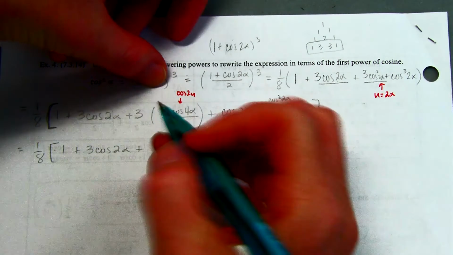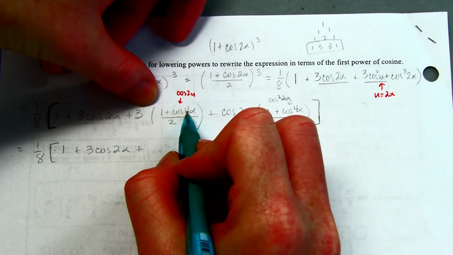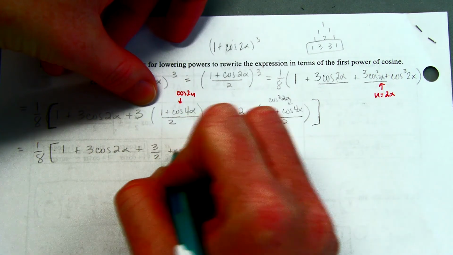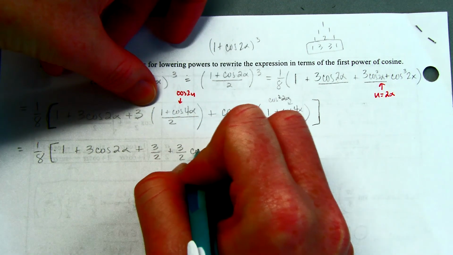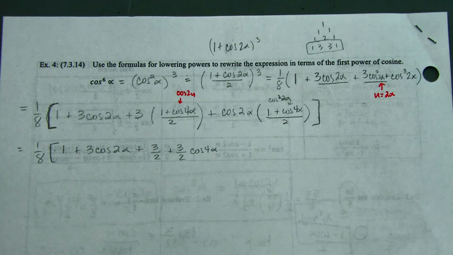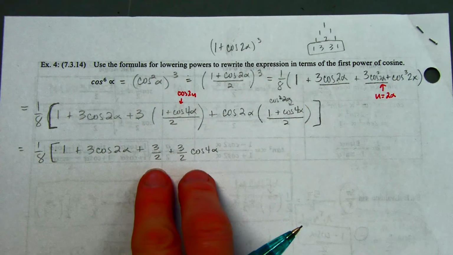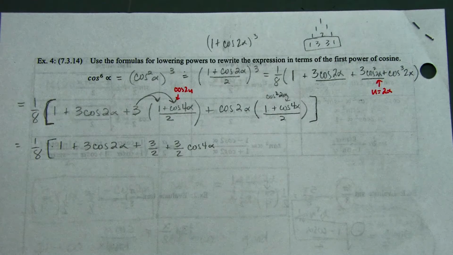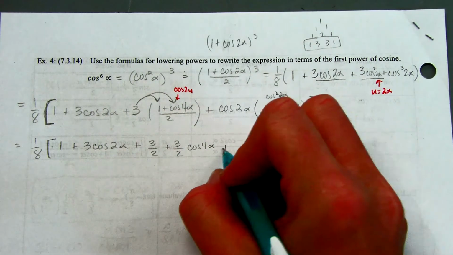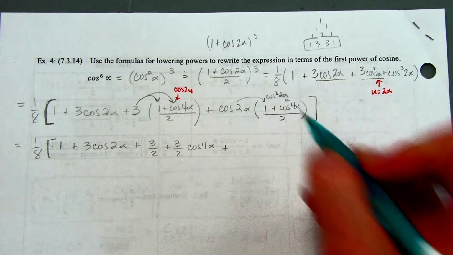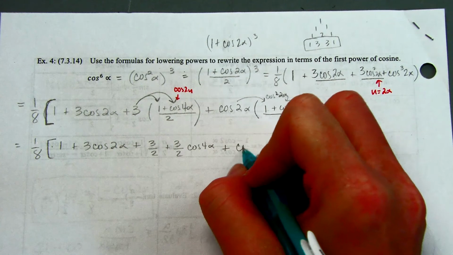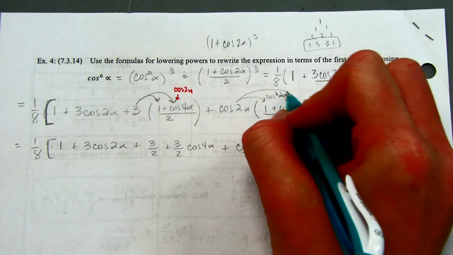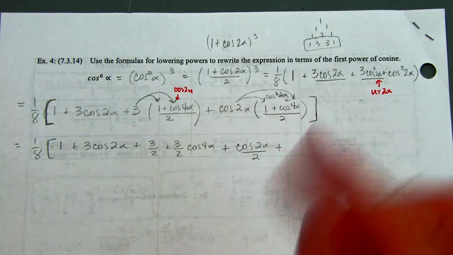Okay, so I'm going to distribute this 3 in. So this is going to become 3 halves plus 3 halves cosine 4 alpha. Is that okay? I just distributed that in and then I separated the terms. Plus I'm going to distribute this cosine in. I'm going to get cosine 2 alpha all over 2 plus, what happens when you multiply cosine 2 alpha times cosine 4 alpha?